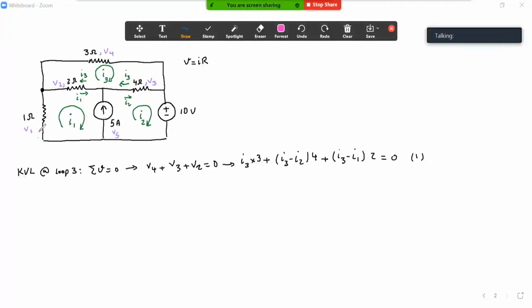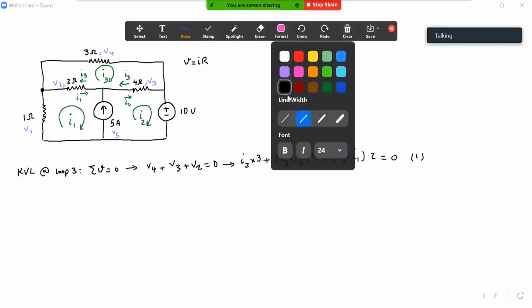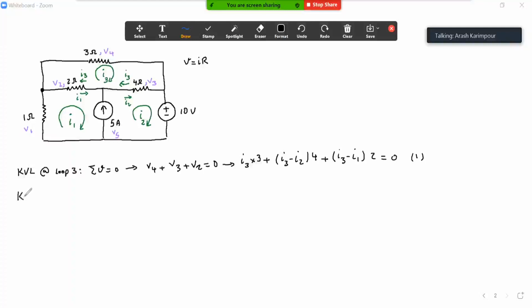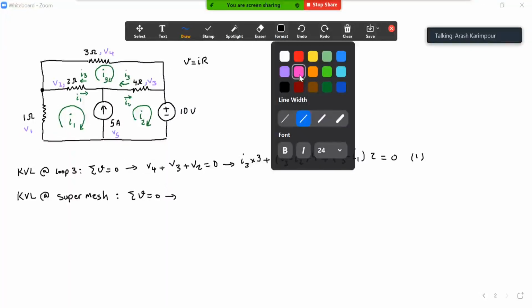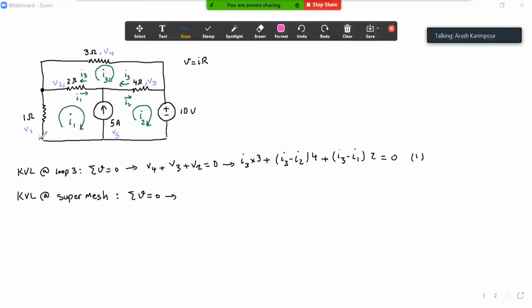So I will write the KVL at the super mesh. I call that the super mesh, and basically it tells me that the sigma V should be 0 at that super mesh. If I look at that super mesh again, let me show it one more time. I start from here, go around, and come back here. So this is going to be my super mesh, and this is the way I want to go.